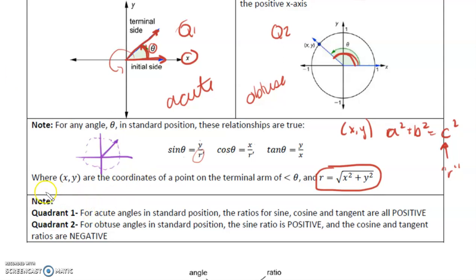So please note, in quadrant 1, sine, cos, and tan all have positive ratios. In quadrant 2, sine is positive, but cos and tan are both negative. And we're going to get to that and how to apply it.